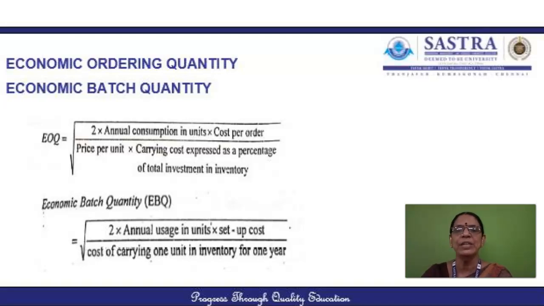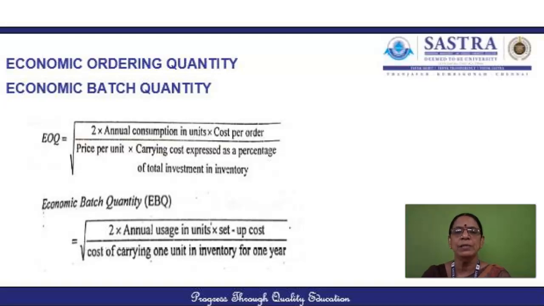EBQ, economic batch quantity, is equal to square root of 2 into annual usage. What is the annual usage? 24,000. It is given in the problem. Into setup cost. Setup cost is directly given in the problem as 324 divided by the carrying cost. So 12 rupees into 10 paise. That is the cost of carrying 1 unit for 1 year. So 1 rupee 20 paise.